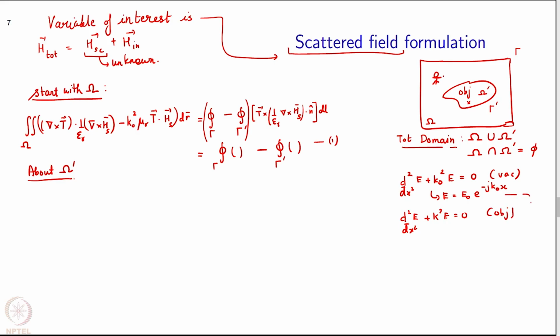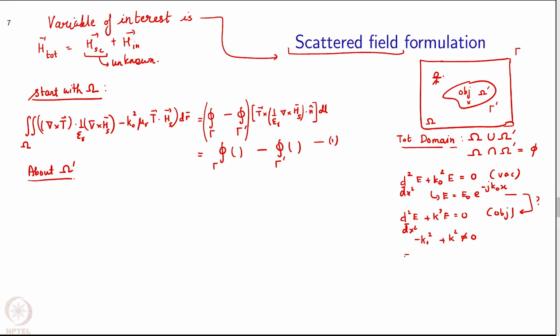Is this guy a solution to this? What happens to the left hand side? K is different from k naught. So, this will become k naught squared plus k squared, which is not equal to 0. When is it equal? Only when k is equal to k naught, meaning no object.